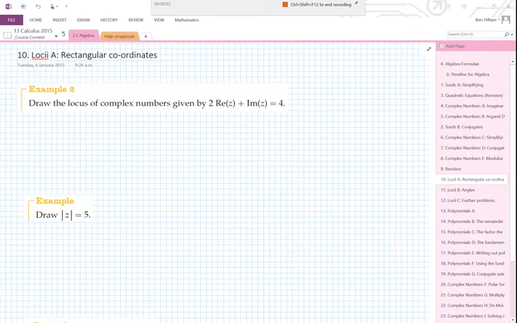Okay, hi Euthydemes. We're going to look at loci of complex numbers using rectangular coordinates.